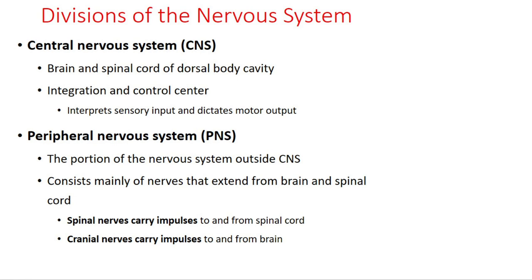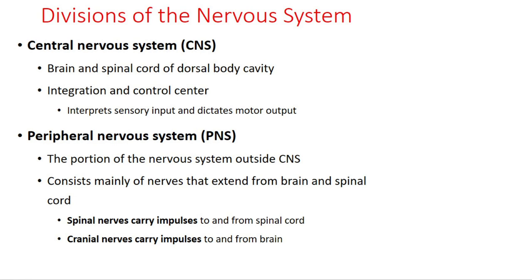But we utilized both the central nervous system and the peripheral nervous system. The central nervous system just consists of the brain and spinal cord. Everything else that is nervous system is in the peripheral nervous system. Now, what the central nervous system can do is integrate. It's the control center. It's able to interpret sensory input and even dictate the motor output. So it's kind of the go-between between the sensory and motor parts of the peripheral nervous system.